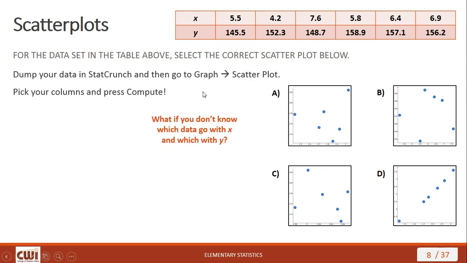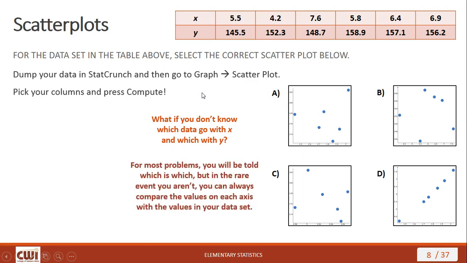Now, what happens if you don't know which data column goes with the X and which goes with the Y? Well, that's a very good question. And for most problems, you're going to be told which is which, so you don't have to worry about it. However, it's possible, the rare event, that you're not told, and in that instance, you're always going to compare values on each axis with the values in your data set.